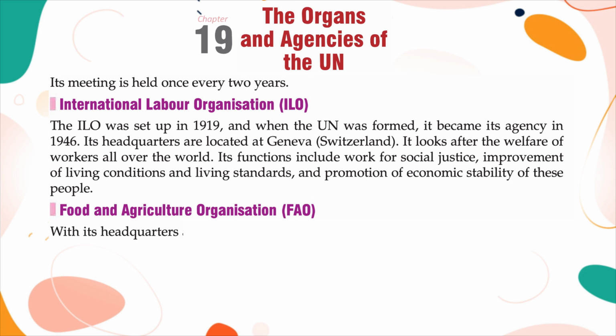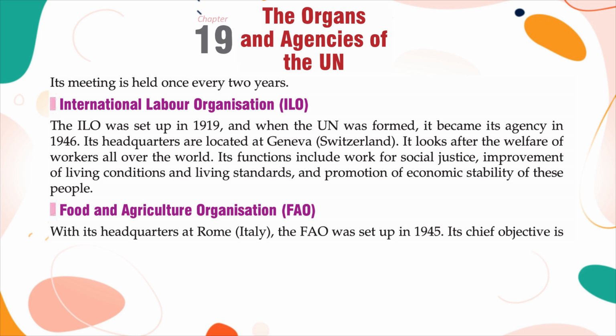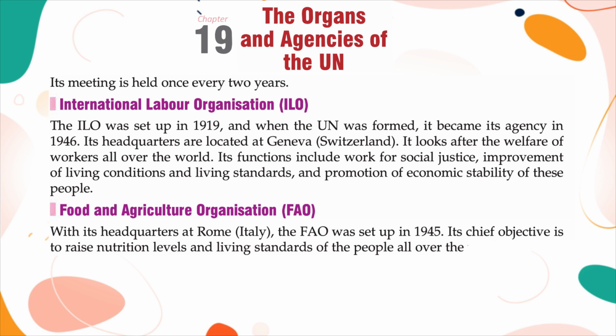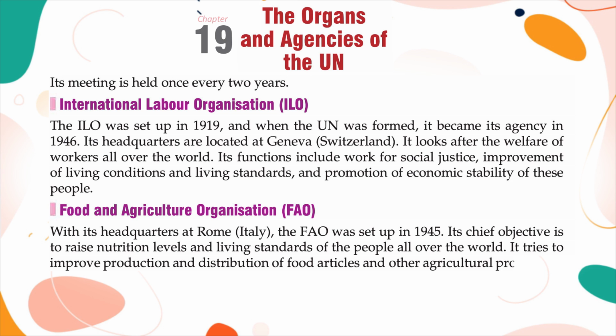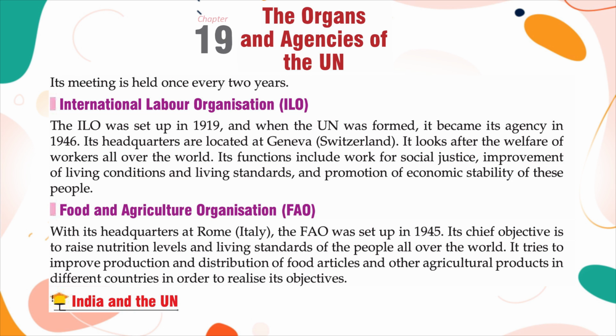Food and Agriculture Organization, FAO. With its headquarters at Rome, Italy, the FAO was set up in 1945. Its chief objective is to raise nutrition levels and living standards of the people all over the world. It tries to improve production and distribution of food articles and other agricultural products in different countries in order to realize its objectives.